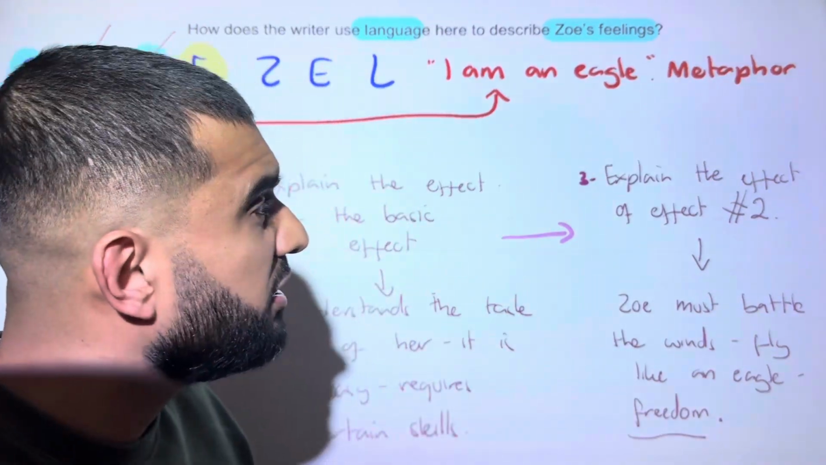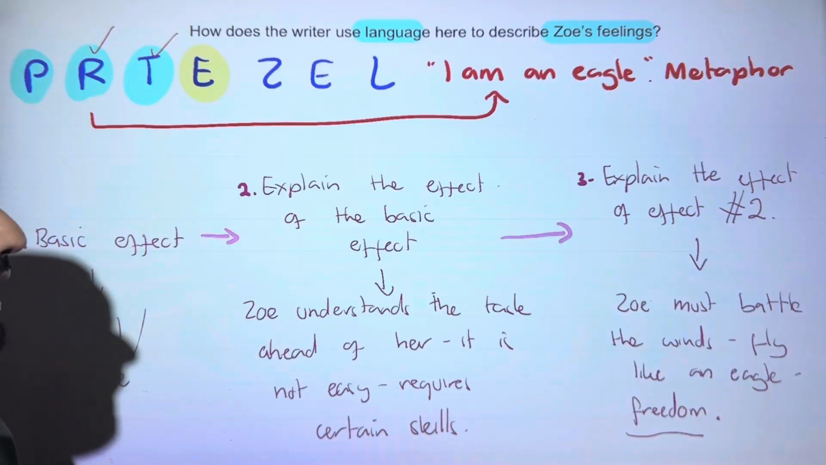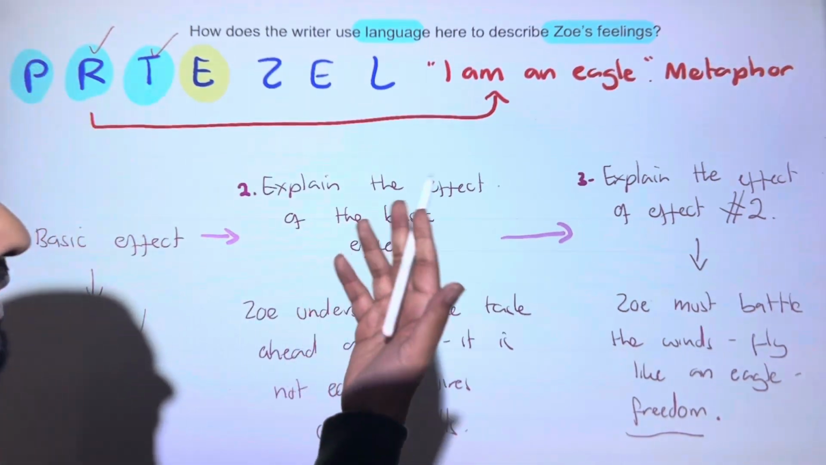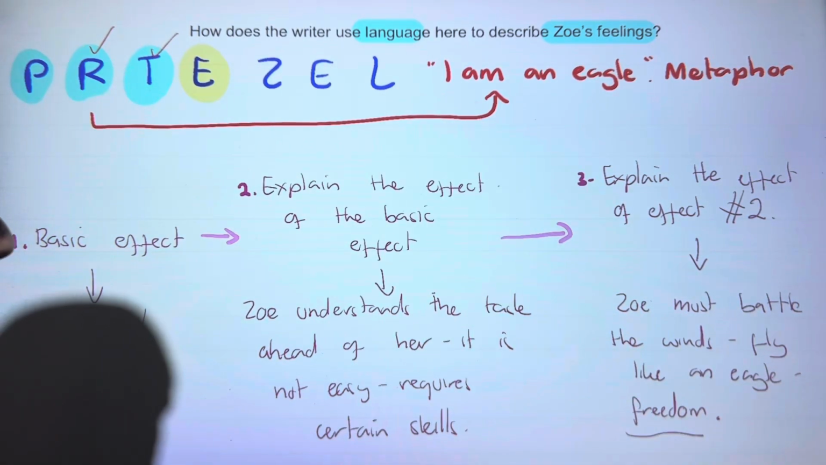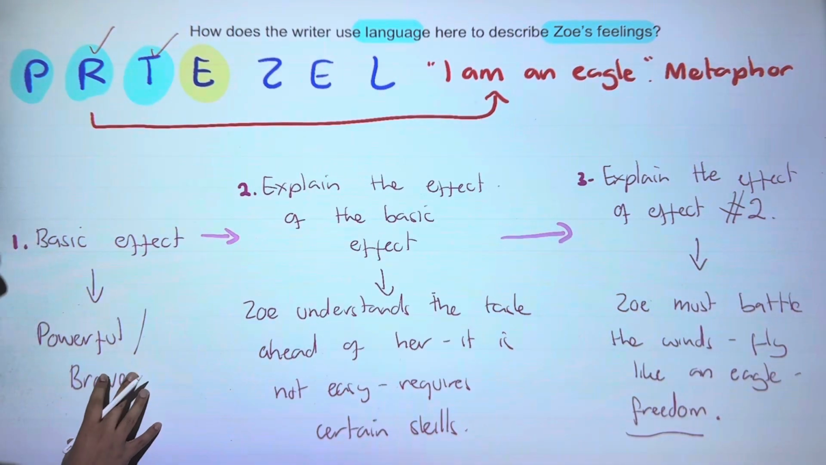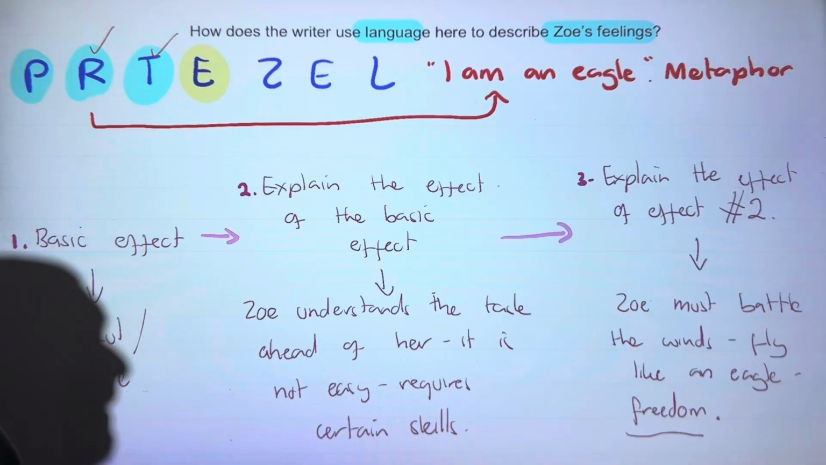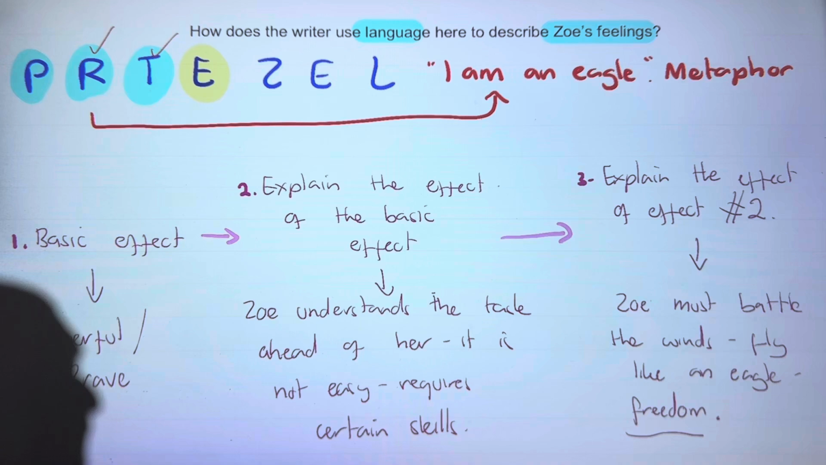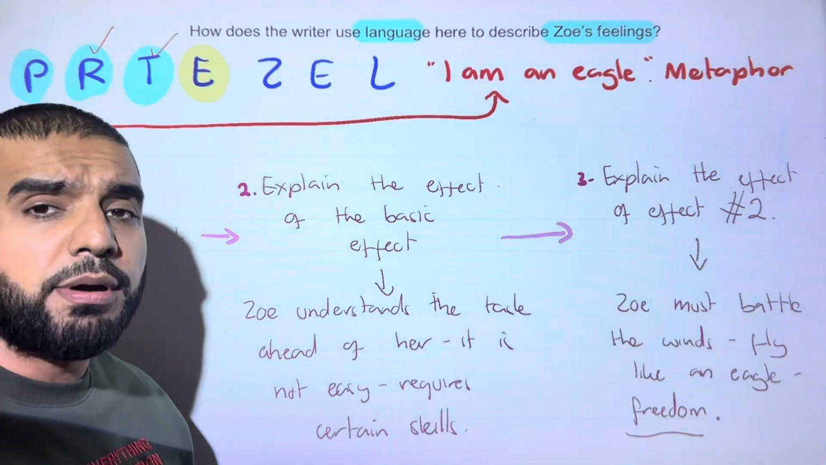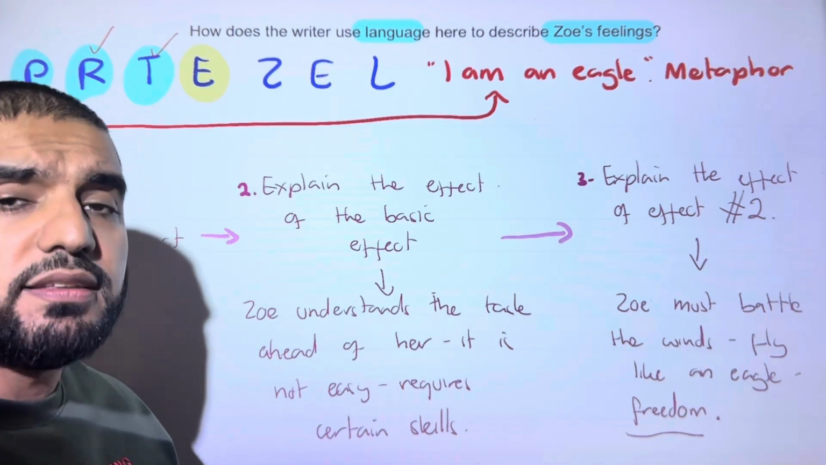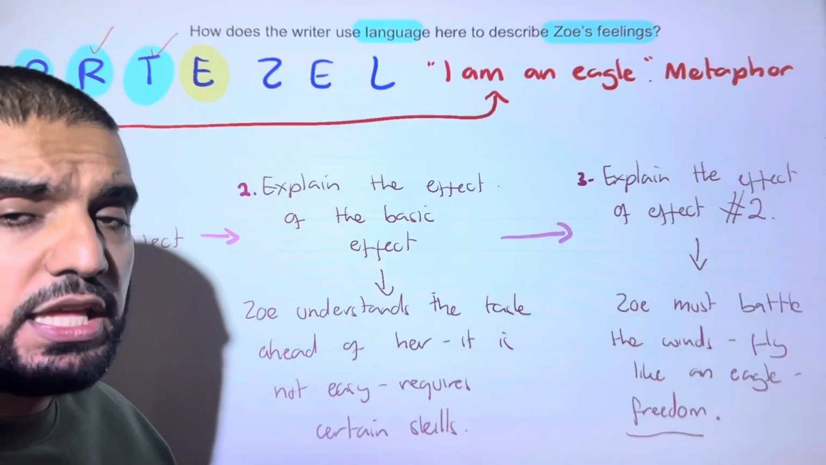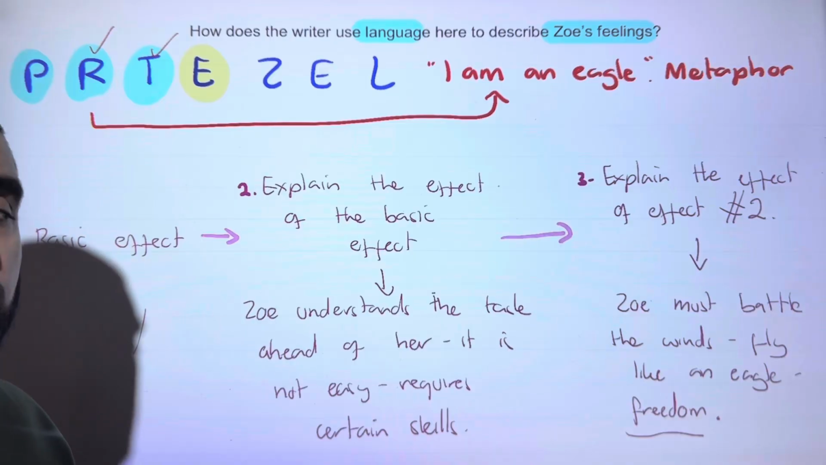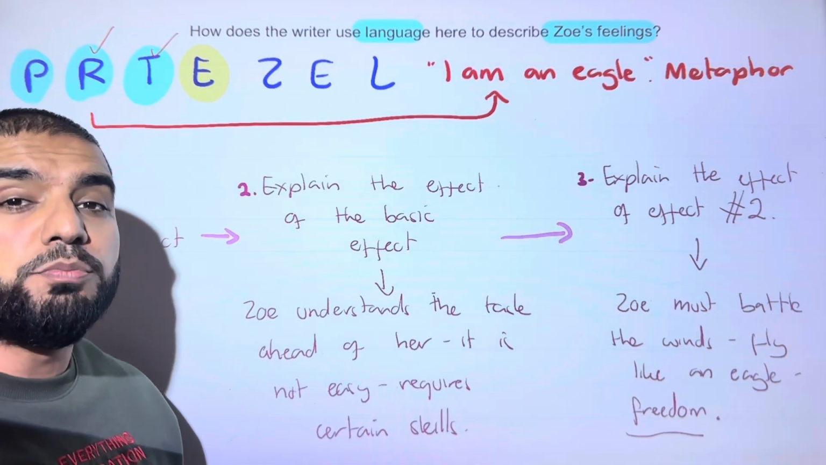In source A, the writer presents the character of Zoe as being extremely courageous. This can be seen in the quotation, "I am an eagle." Here, the metaphor illustrates how the character of Zoe comes across as being very brave and very powerful. This bravery that she displays reveals to the reader how Zoe is about to do something that requires a certain level of courage. The task at hand is not easy. The task at hand requires a certain skill set for her to be successful.